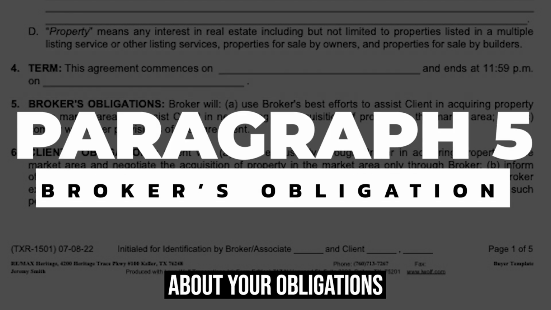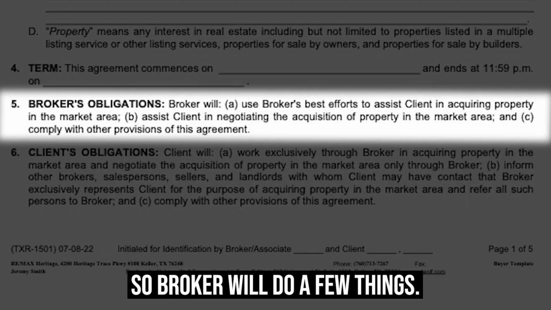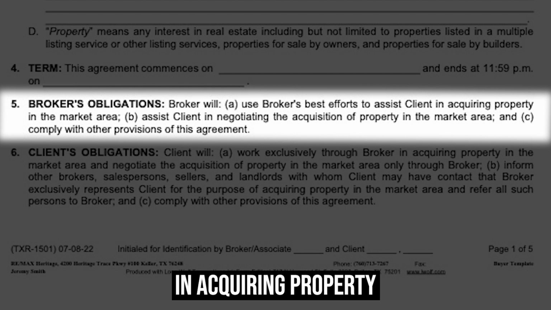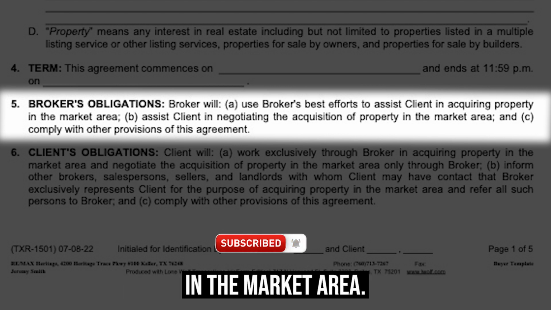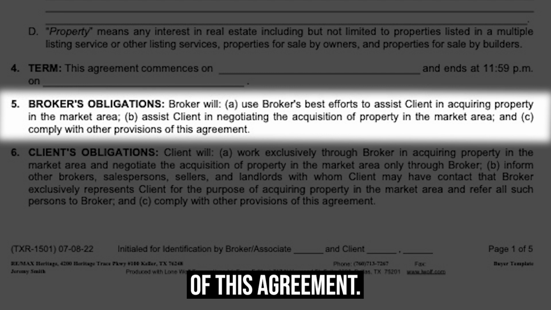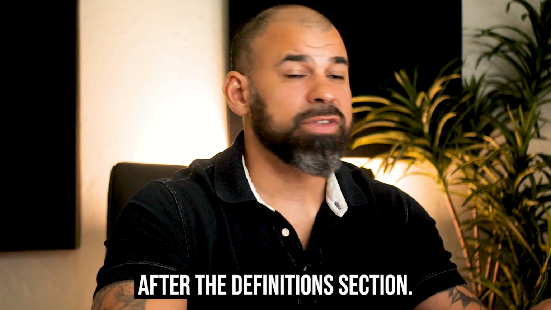Paragraph 5 talks about your obligations as the agent or the representative of the brokerage. So broker will do a few things. We'll use the broker's best efforts to assist the client in acquiring property in the market area, assist the client in negotiating the acquisition of the property in the market area, and comply with any other provisions of this agreement. So again, we've heard market area twice after the definition section.